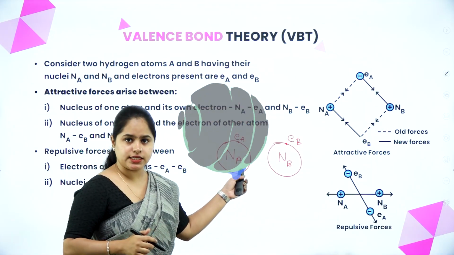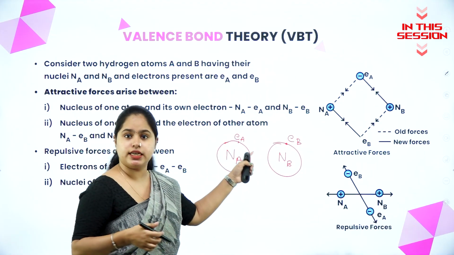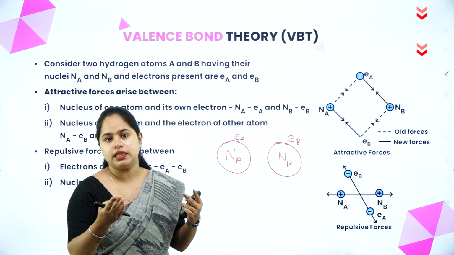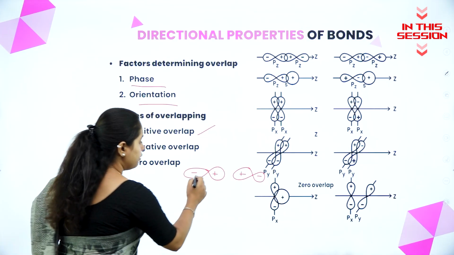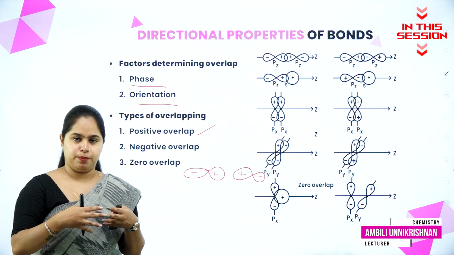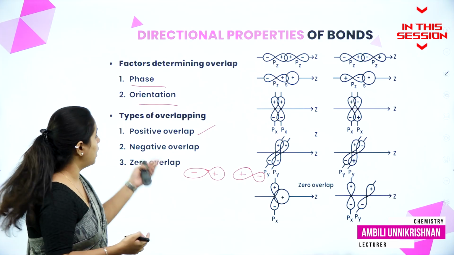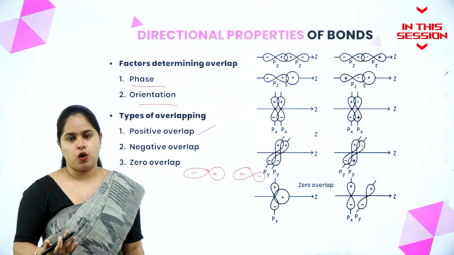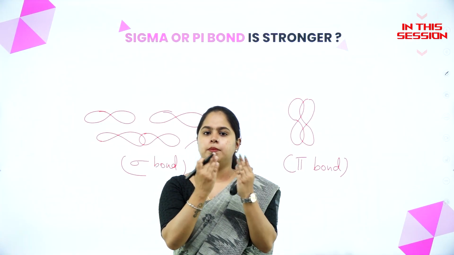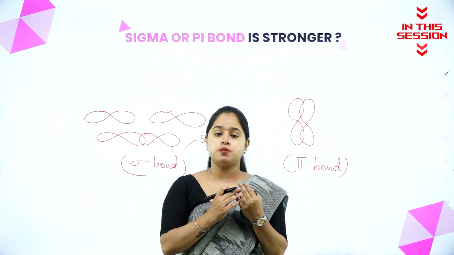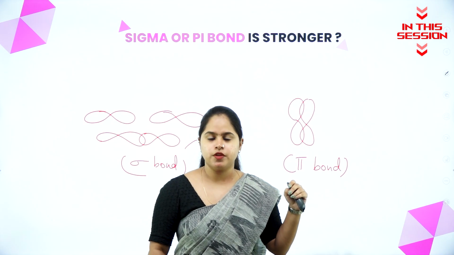The nucleus of the atom is positively charged, the electron is negatively charged. Yes, so they are oppositely charged. What will be happening there? Attraction, right? So if plus and plus are overlapping, that means the same phase is overlapping. That means a positive overlap is obtained. The overlapping is comparatively less than the sigma bond. So overlapping is less means the bond strength will also be less.